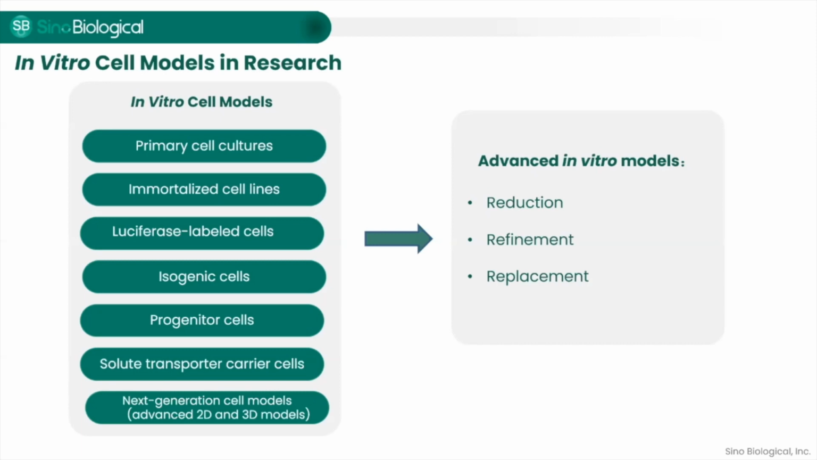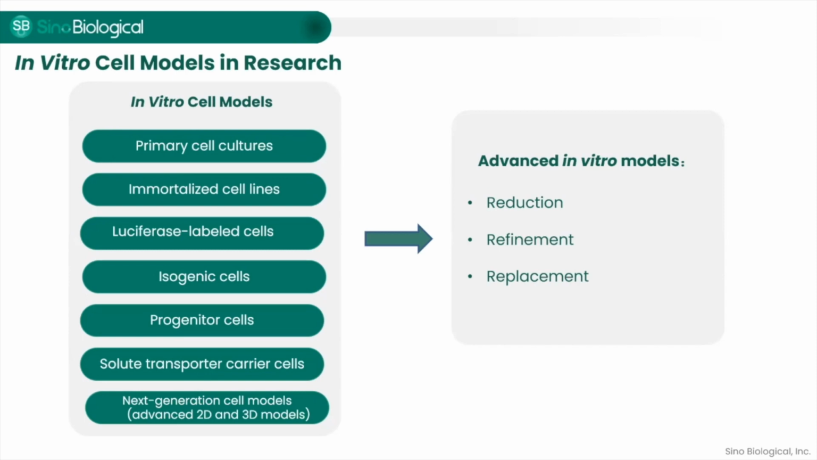Scientists rely on a wide array of cells as the in vitro experimental models for research, and there are examples of primary cell cultures, immortalized cell lines, luciferase labeled cells, progenitor cells, and others. And then there are 2D and 3D advanced next generation cell models.